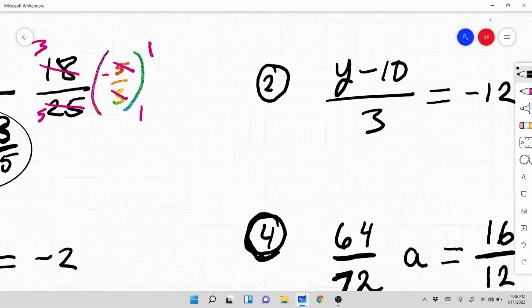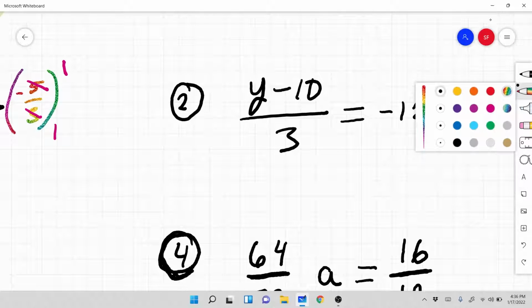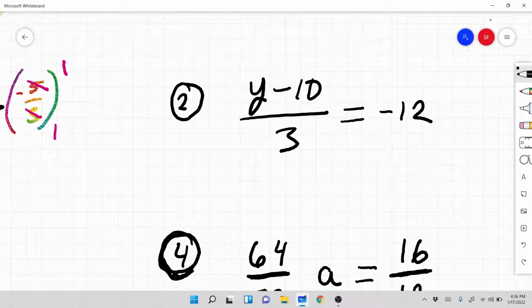Now, on number 2, we have y minus 10/3 equals negative 12. Now, remember, I told you that the easy way to do these, when we have this number that's divided into everything, is to go ahead and take care of that one on the bottom first. So this 3 is attached to everything else through division. So the way we're going to get rid of it is by multiplying. So we're going to multiply 3 on this side. And if we multiply 3 on that side, we've got to multiply 3 on this other side.